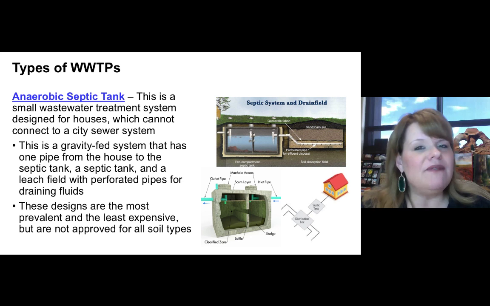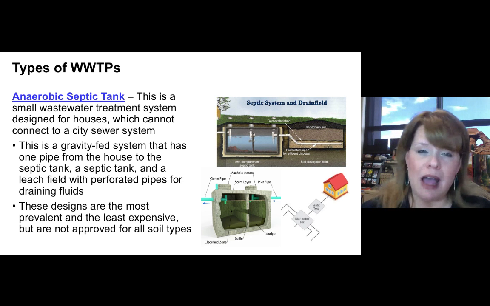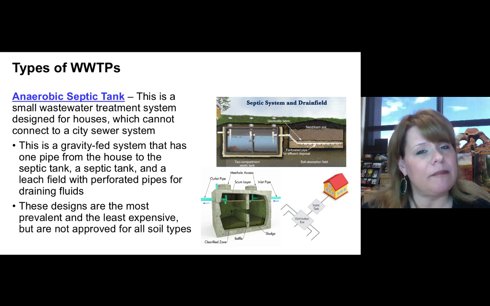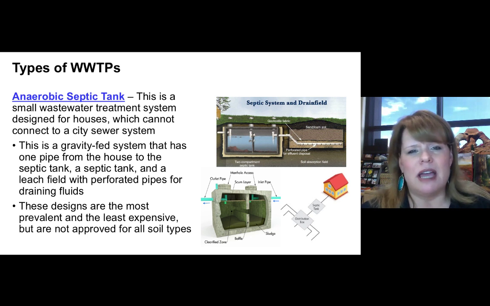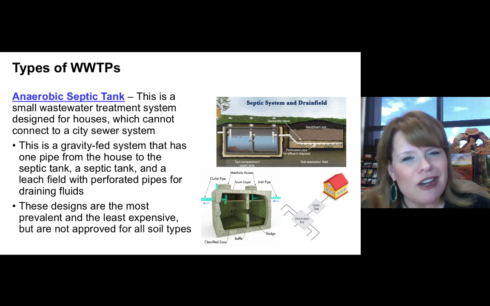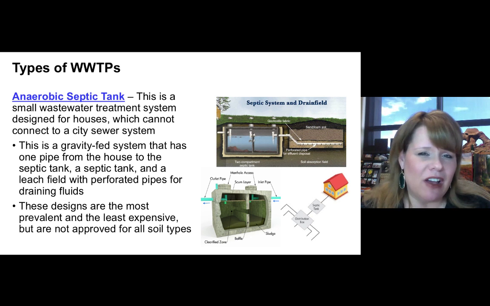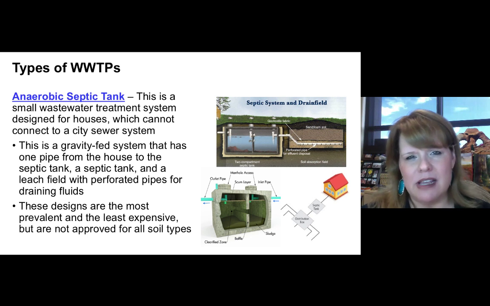This is a gravity-fed system that has one pipe that comes from the house to the septic tank itself, which is underground. And it has a leach field with perforated pipes for draining fluids. So one thing that you need to know, besides the fact that these designs are the most prevalent and the least expensive but are not approved for all soil types, is that if they do break and you do have a grandfathered system, you have to bring it up to today's specs.